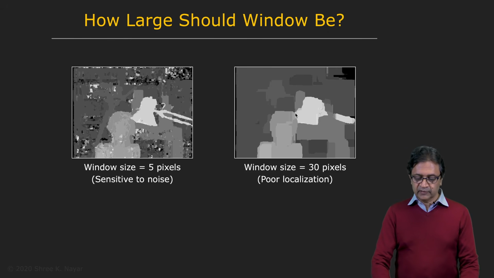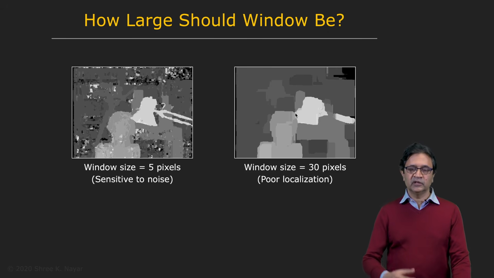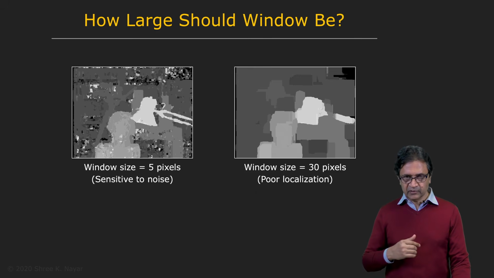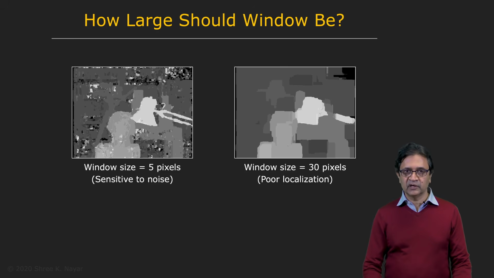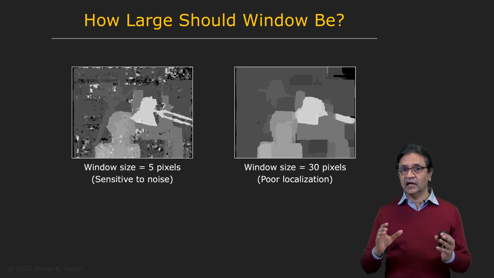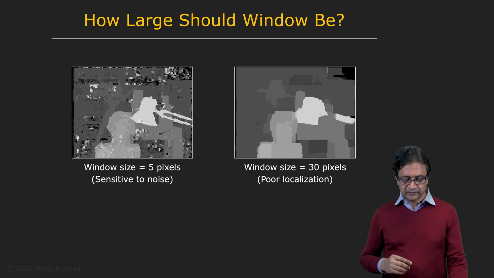On the other hand, if you use a large window, you're going to get more robust matches in terms of the depth values, but the disparity map is going to be more blurred, so to speak, especially at boundaries. In other words, you get poor localization. Again, this is similar to the kind of effect you get when you use large edge detectors. You're not able to localize the edges quite as well.